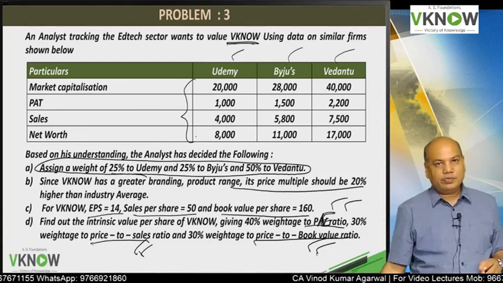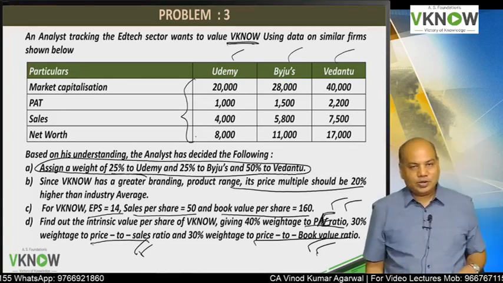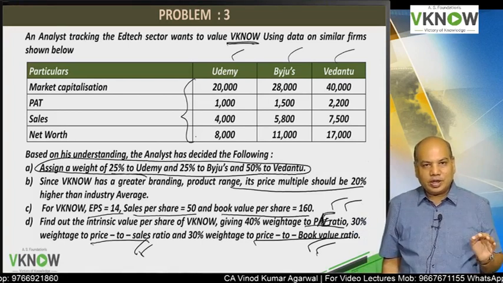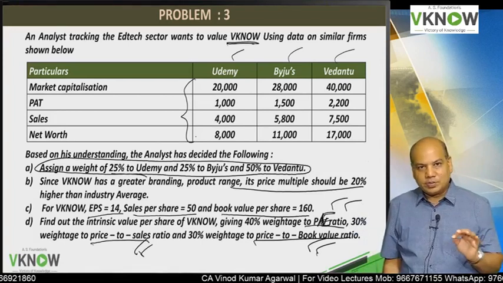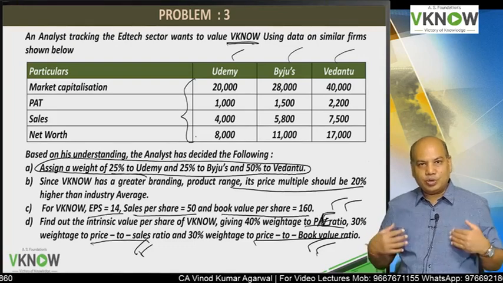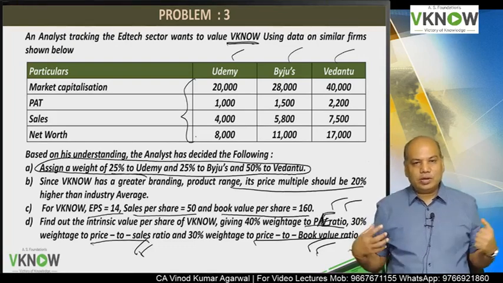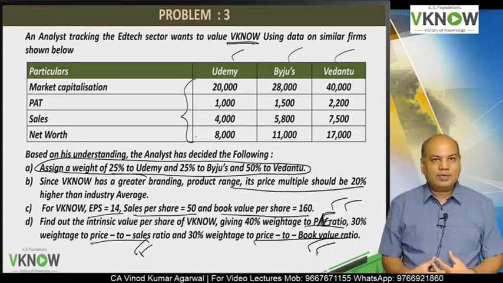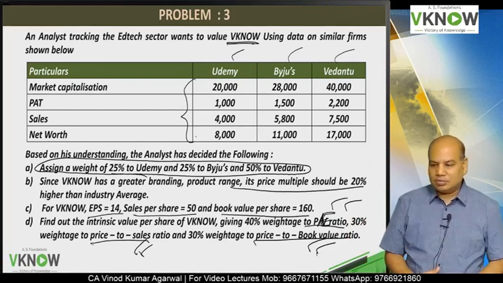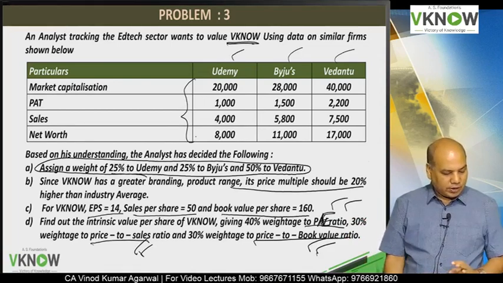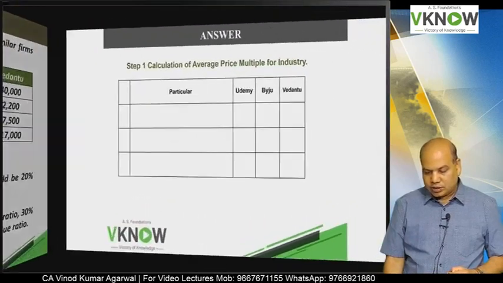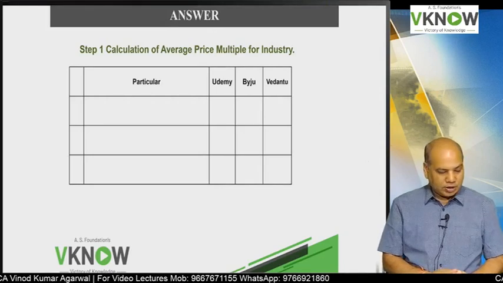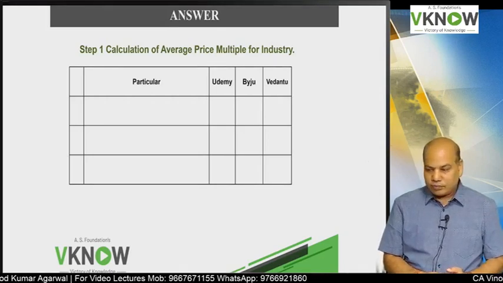There are two places where weighted average will be applied in this question. One is weighted average price to earning ratio, weighted average price to sales ratio, weighted average price to book value ratio. And then while computing the intrinsic value also, we will give weightage to the three values arrived at by three methods, right? So the question is very easy. Write down the answer. The question is not in the study material or any of the institute publication. It is from a different resource.